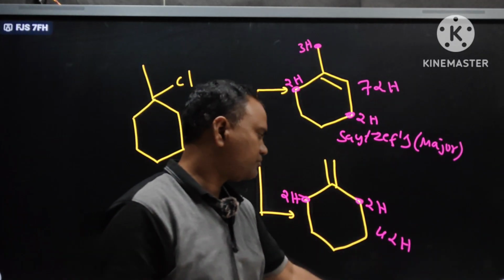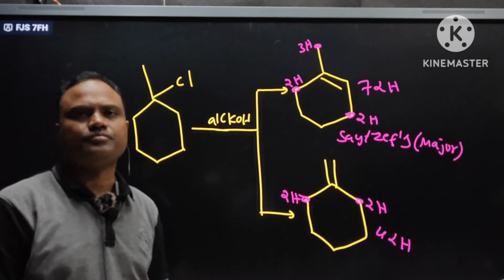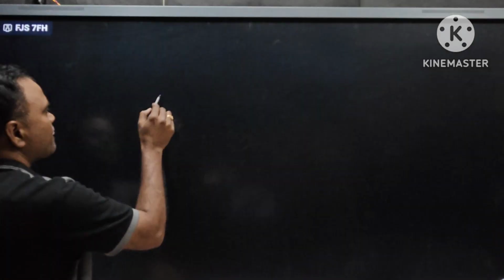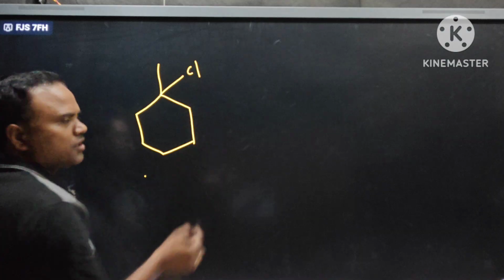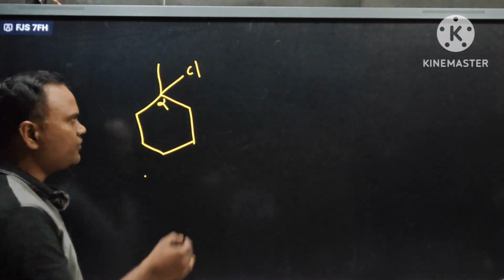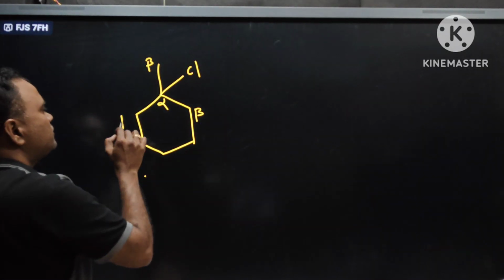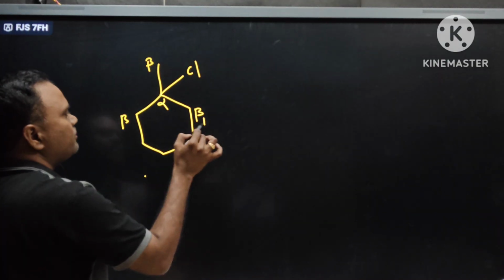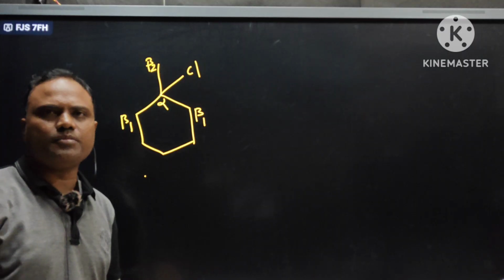Look at this. Have you finished this? Have you completed this? See the mechanism for that. I took this one only. Cl. See, this is alpha. This is alpha. So I have to remove hydrogen from the beta. How many beta positions do I have? These two are the same, beta, beta. I am writing beta 1 because these two are the same, so beta 2. I have to remove hydrogen from the beta carbon.